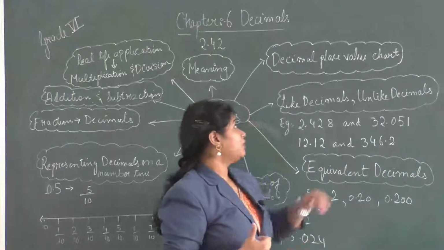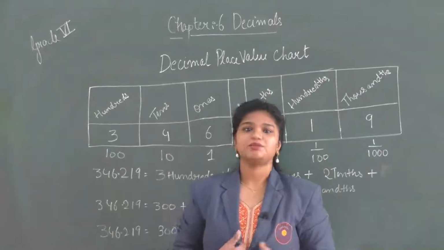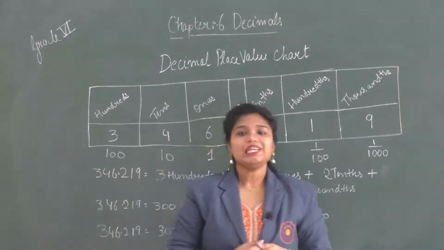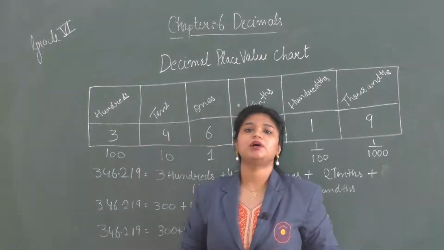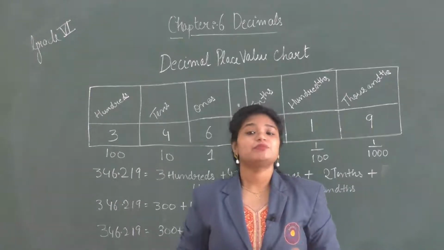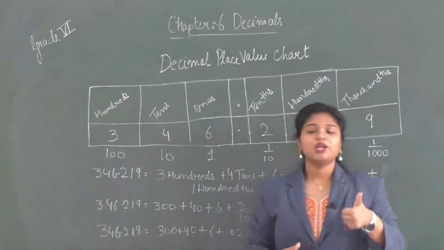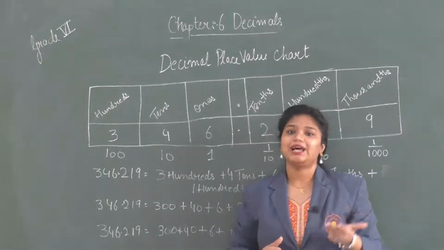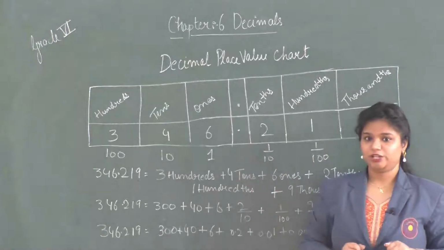Next we learned about the decimal place value chart. So this is the decimal place value chart. We learned that a decimal number is made up of 3 parts: a whole number part, a decimal point and a decimal part. So the decimal place value chart is also made up of 3 parts: a whole number part, a decimal point and a decimal part. So here we have the decimal place value chart.